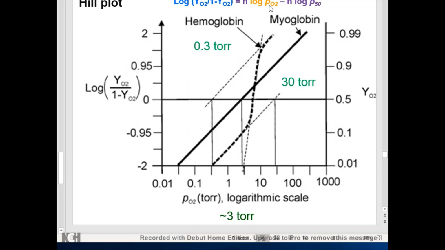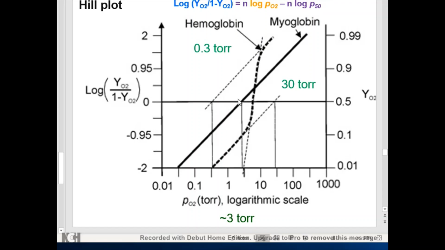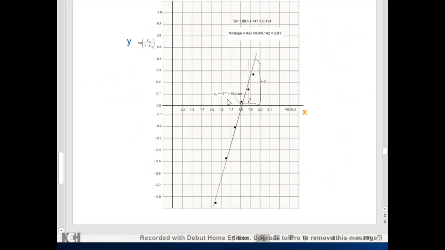You unlock the equation, and you get the simple relationship PO2 equals P50. So basically at this point, your PO2 equals P50. This is P50. So this is a trick that is very useful in this case. And these are your answers here: N, Hill coefficient, and P50, 74.1 torr.